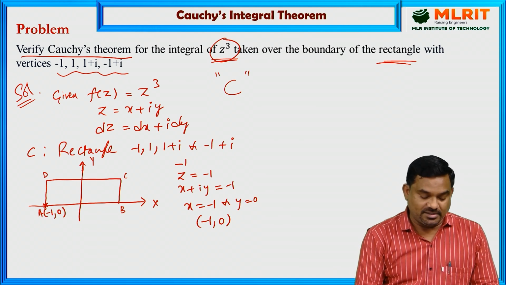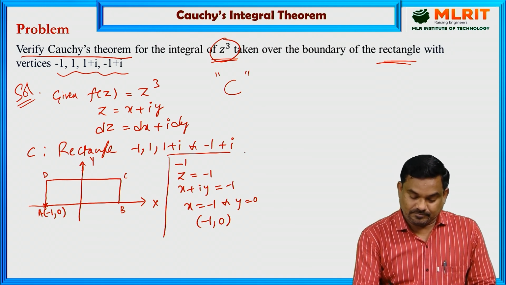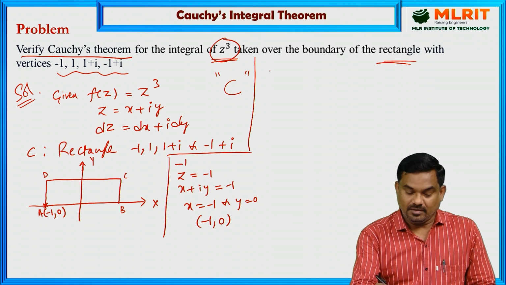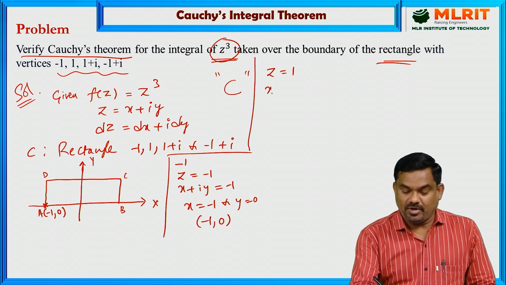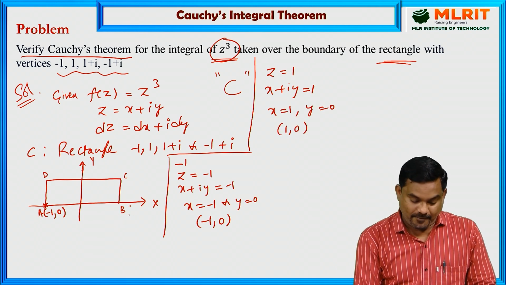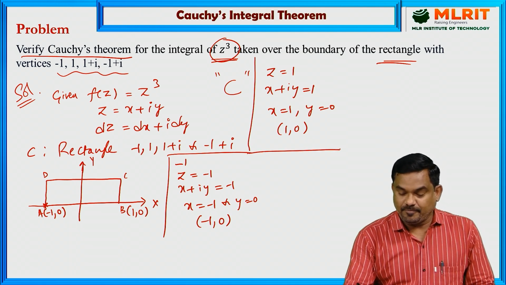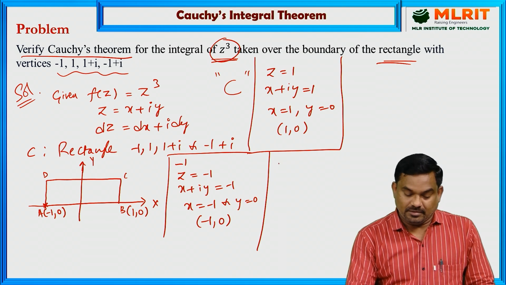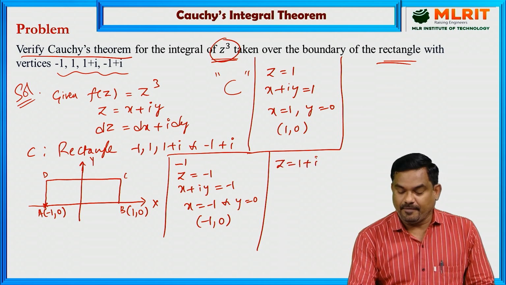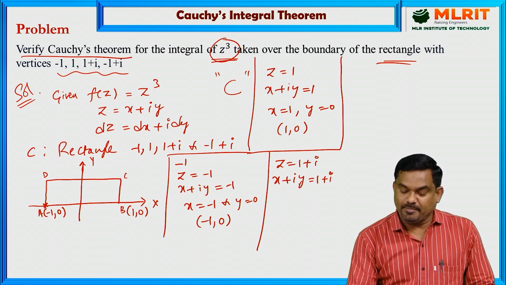The value of y is 0 on the x axis. Similarly, the second one, z equal to 1. So, x plus iy equal to 1, so x equal to 1 and y equal to 0. So the point is 1 comma 0. Here x is positive and y is 0. Similarly, the other point z is 1 plus i. So, x plus iy is 1 plus i. Now, comparing the real and imaginary parts on both sides, we get x equal to 1 and y equal to 1.